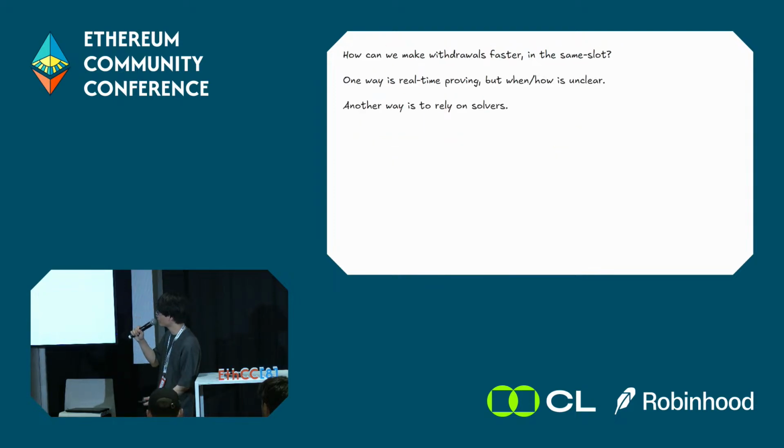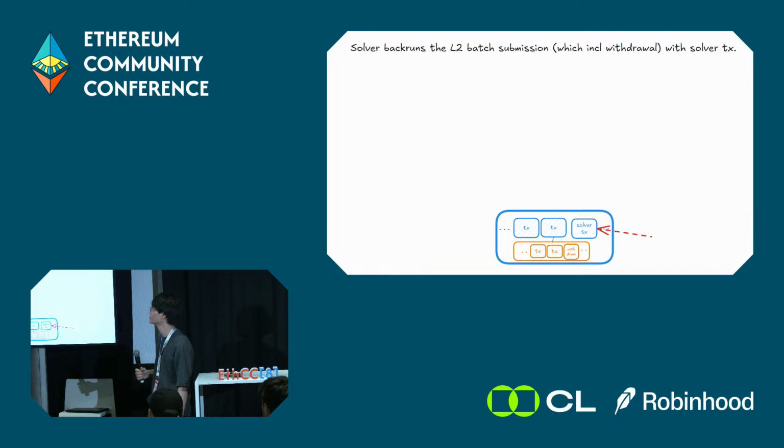Okay, so another way that we are looking into is to rely on solvers. So what does our solver solution look like? First, we assume that the solver will backrun the L2 batch submission, which includes a withdrawal, with a solver transaction. So this is an L1 transaction, and it backruns this batch submission that includes the withdrawal transaction.